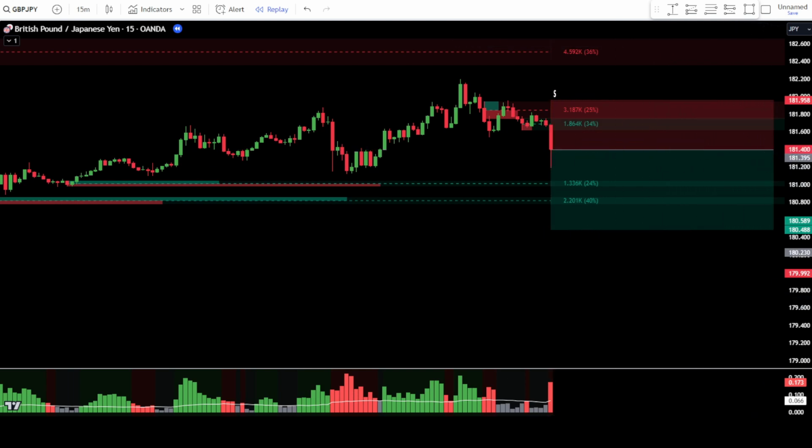7. Place a stop loss above the bearish price action volumetric order block line. 8. Use a target take profit with a risk and reward ratio of 1 to 1.5.